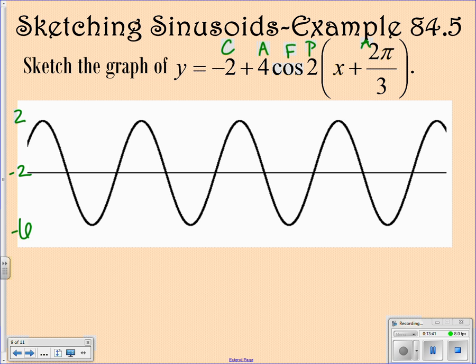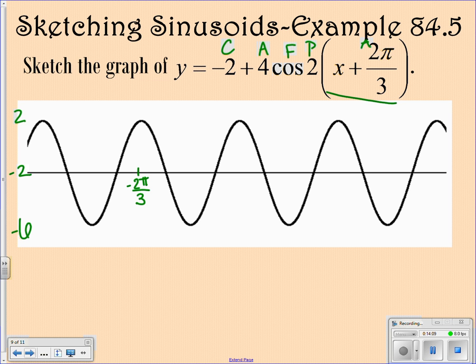And it's a cosine. So normally we're going to hit a peak, a max, at a cosine. But instead of it being the y-axis, it's this angle that is going to be -2 pi over 3. I'm actually going to move it back one and put it here. -2 pi over 3, because it's always the opposite of that angle. And so that's where my max is going to be.